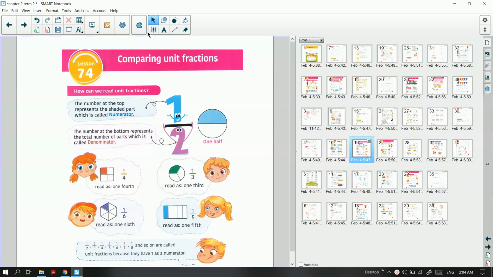Denominator. Bravo! Here I have how many parts? 4, so 4 will be written in the denominator. The shaded part is 1, so we can read it as 1/4.